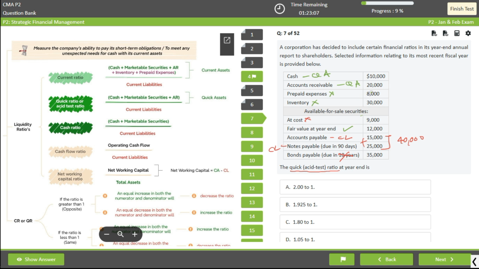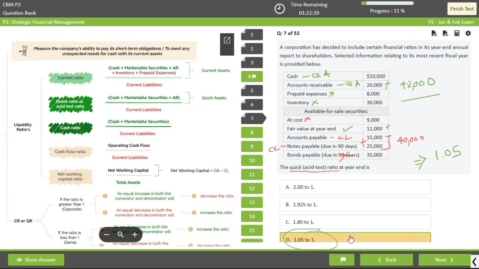Now we have your quick assets. So what is the total of your quick assets? The quick assets are 10,000 plus 20,000 plus the fair value, that is 12,000. So 10,000 plus 20,000 plus 12,000 comes to 42,000. So now 42,000 by 40,000 will give you 1.05, which is option D. Yes, it's option D. Next.